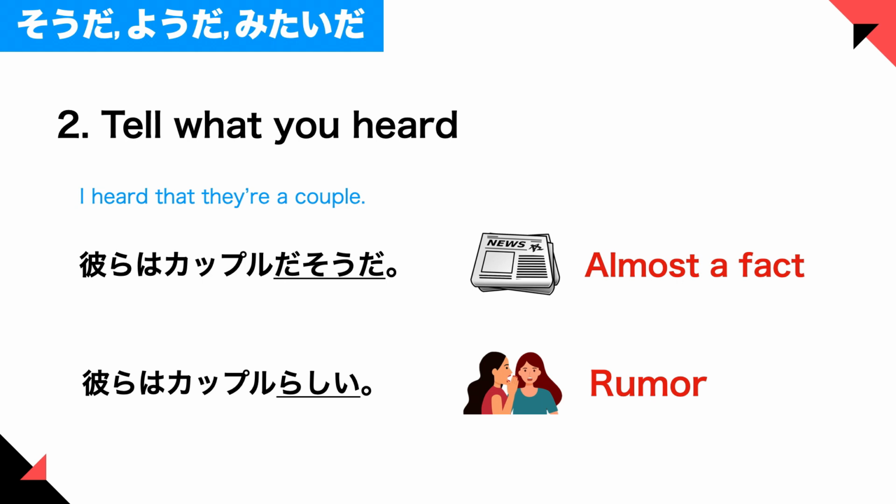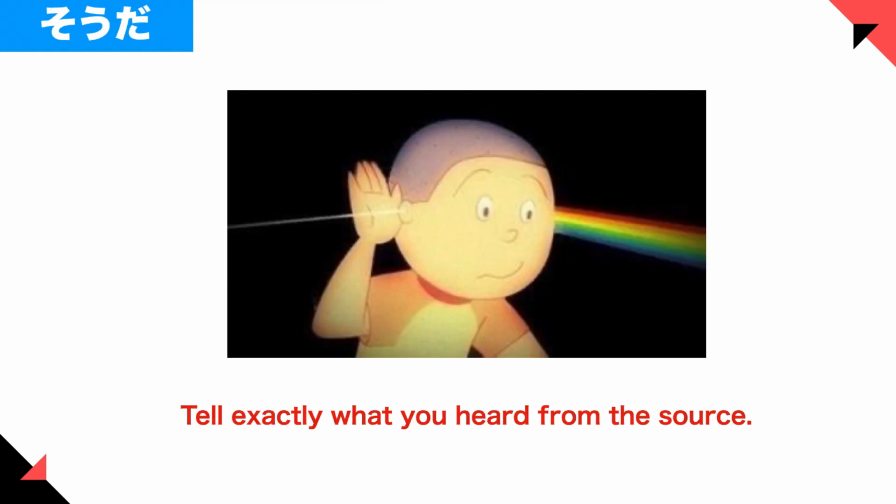What about らしい? Well, if you use らしい, it's pretty much a rumor. Maybe you heard someone, but that person also heard from someone else. So the rumor is very low confidence. I heard it, but I'm not sure. So that's what it means. 彼らはカップルらしい。Well, I heard, but not 100% confident. So that's the difference.